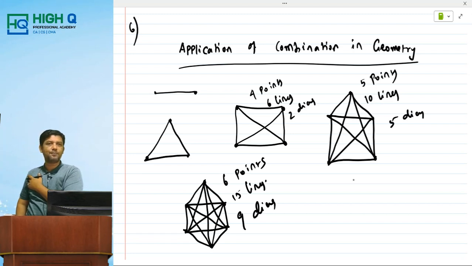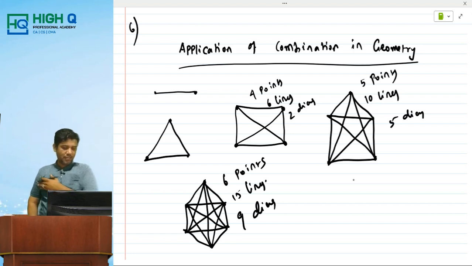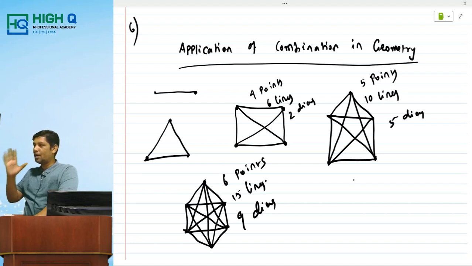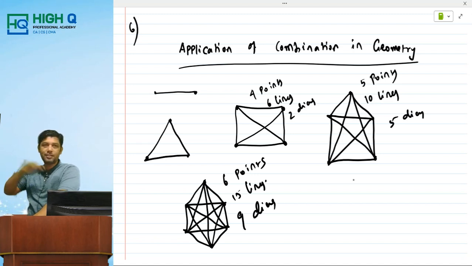Say yes or no. Sir, if 6 points are there, I can draw and find out. But if 20 points are there, or 100 points are there, how many lines can be drawn? Can you sit and draw like this? No. That's what I asked you initially, the first question: to draw a line, minimum how many points are needed? Two points are needed. So always connect with my questions.